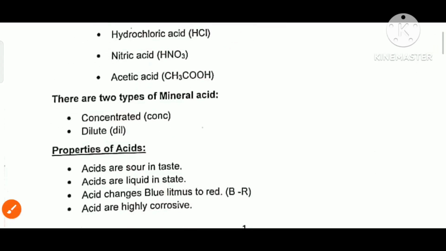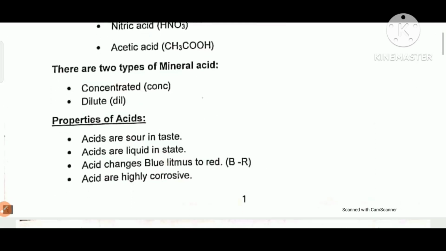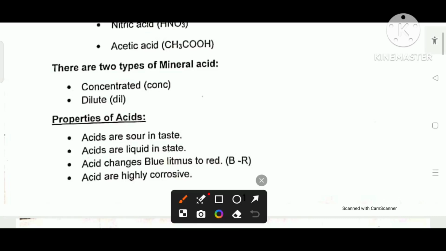Now let's move on to the next one. There are two types of mineral acids. One is concentrated acid and one more is dilute acid. Concentrated and dilute. Okay, now properties of acids.